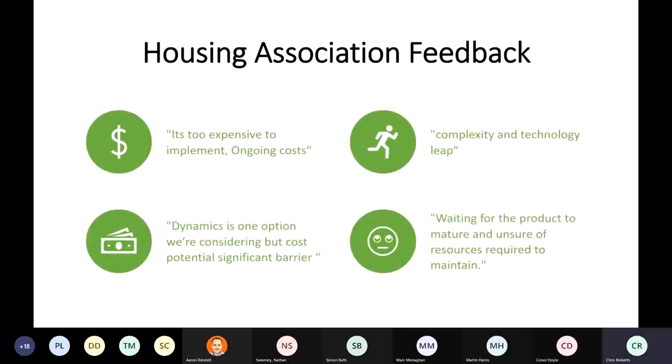When I went out and asked housing associations over a year ago now, they pretty much told me it was too expensive, with ongoing costs as well, and the complexity. And one of the things that struck me was waiting for the product to mature and unsure resources required to maintain. I think it's not necessarily the product maturing, but also a cultural thing within the sector, and just understanding what's available in the product and how we can use it.